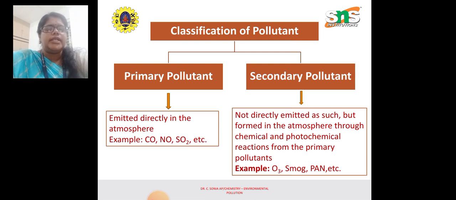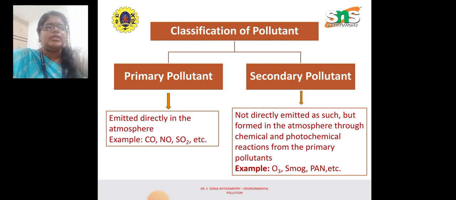Now we are going to see another video on environmental pollution. We are continuing with air pollution, that is, the classification of the pollutants. Air pollutants are broadly classified as primary pollutants and secondary pollutants. Primary pollutants are emitted directly into the atmosphere. Examples: carbon monoxide, nitrous oxide, sulfur dioxide, etc.